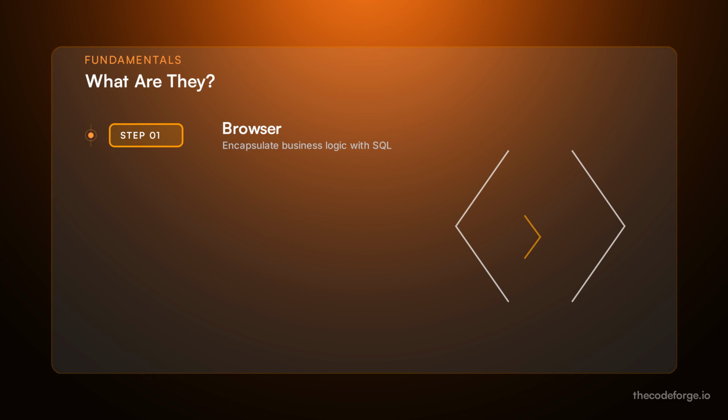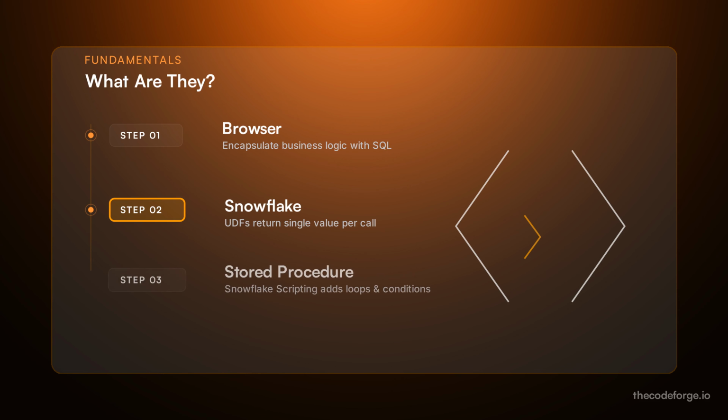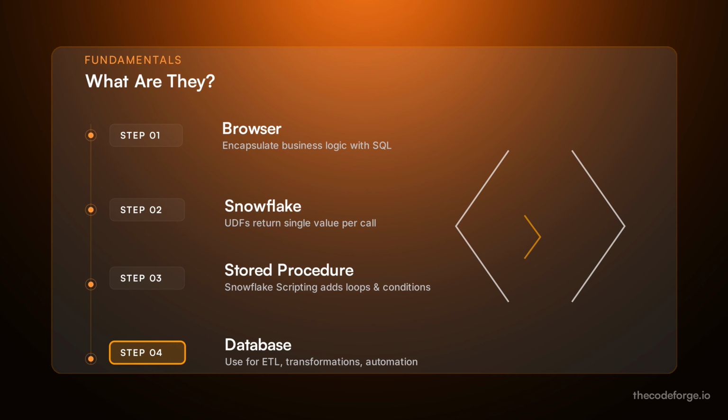Stored procedures allow you to write procedural code that executes multiple SQL statements, while UDFs return a single value per call. Snowflake scripting is the SQL-based language that adds variables, loops, and conditionals. Think of stored procedures as a recipe for the kitchen staff, and UDFs as a reusable spice blend. Both are created and run directly in your Snowflake database, making them perfect for ETL, transformations, and automation.